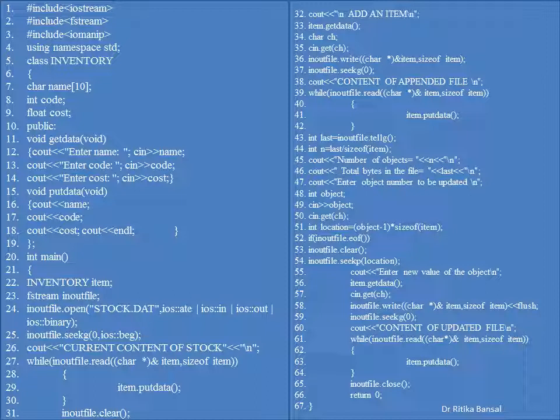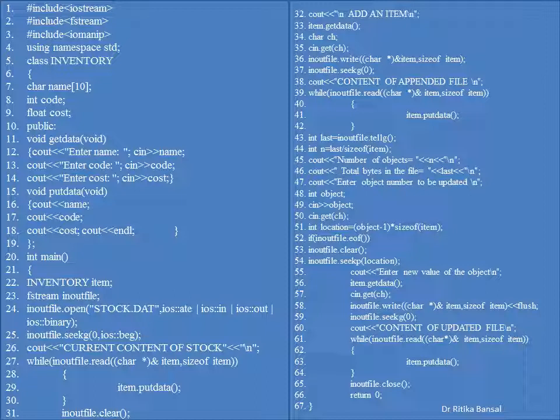If we want to move to a particular object and modify it, through line number 51 we are calculating the location and we are moving to that particular location through line number 54 and adding the objects, and again displaying the contents in the last.